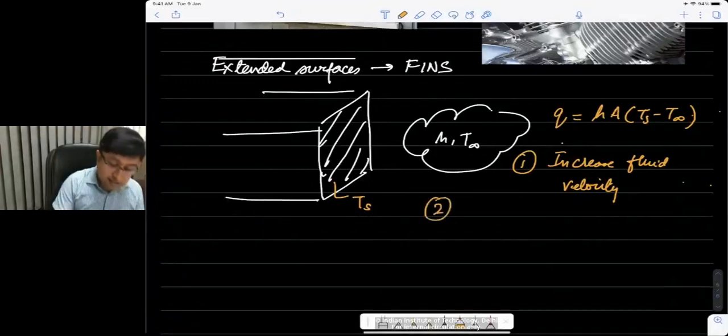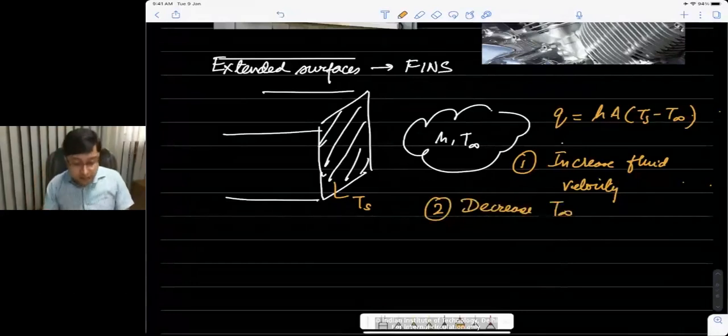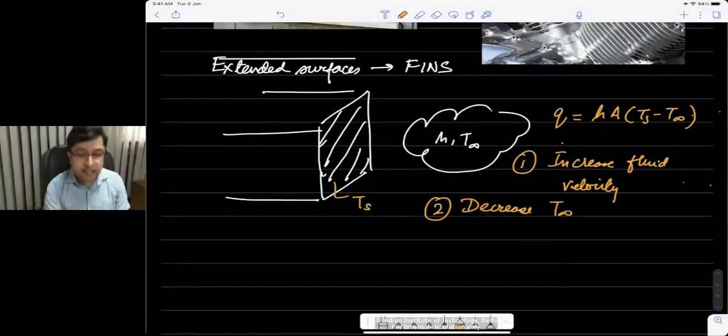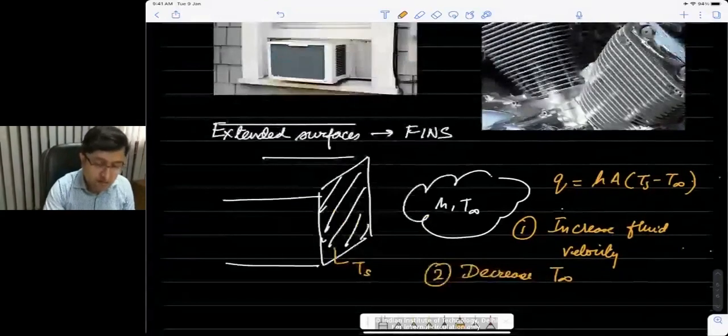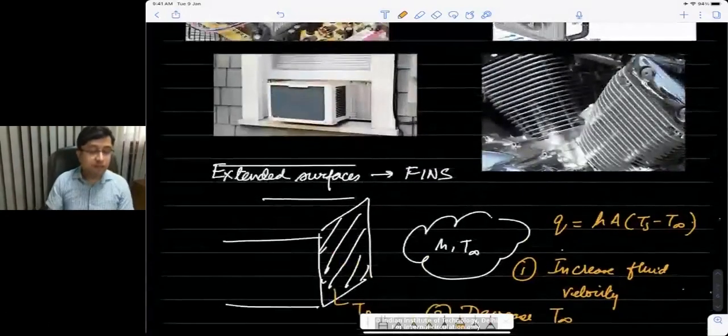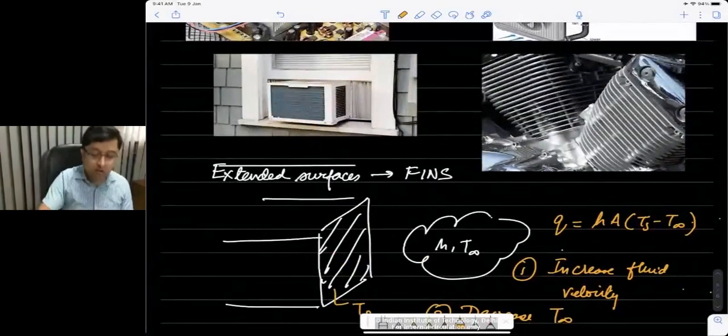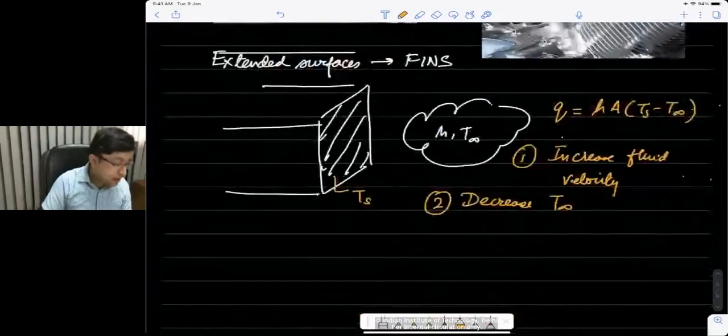The second option is that we could decrease the temperature of the surrounding fluid, so decrease T infinity. Decreasing T infinity would definitely increase the rate of heat transfer, but this is also a problem, especially when you're dissipating heat to a surrounding fluid whose temperature we do not control. For instance, in the case of a window air conditioner, or even a motorcycle engine, the surrounding fluid is air. We don't cool air and bring it into the air conditioner or onto the surface of the cylinder. It is what it is. So the temperature is something that we cannot control, and even this has its own limitations.